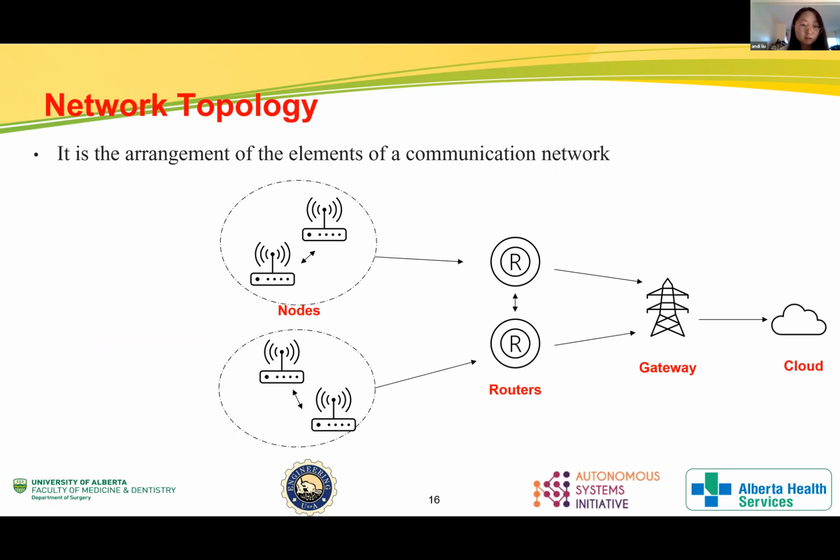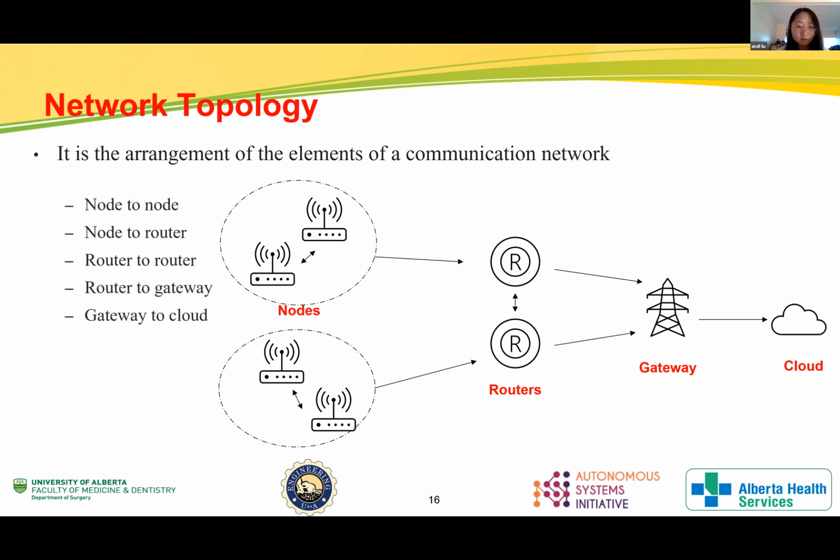Here is the network topology. Network topology is the arrangement of elements of a communication network. There are five types of communication. As we mentioned before, the gateway is used to link the node and the cloud. However, when the distance between the node and the gateway is larger than the maximum distance, a router will be needed to extend that distance.